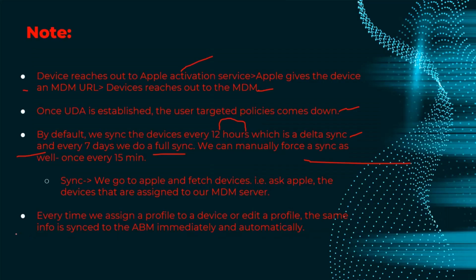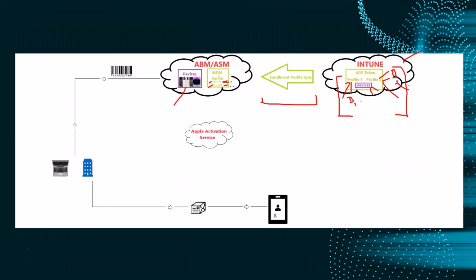Every time we assign a profile to a device or we edit a profile, the same information is synced to the ABM immediately and automatically. Meaning, just like we saw in this diagram, every time we are assigning profile 1 to device 1 or profile 2 to device 2, or we are changing the assignment, a sync is happening from MDM to Apple, wherein we are telling Apple that to this device now this profile is assigned. Because if we don't tell Apple, then Apple doesn't know what the MDM situation is over here.